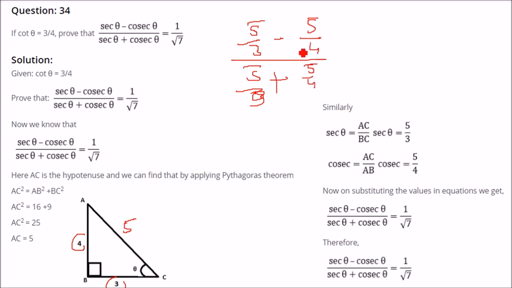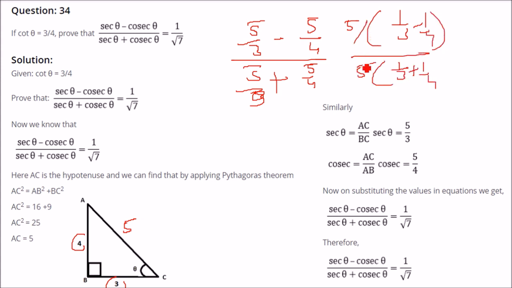So what do you get here? Let me take 5 common from both the sides. 1 by 3 minus 1 by 4, here also 5, 1 by 3 plus 1 by 4. So here you get 4 minus 3 by 12. Here you get 4 plus 3 by 12. It gets cancelled. 1, 4 plus 3 is 7. And since this is 1 by 7, you will not get 1 by root 7.